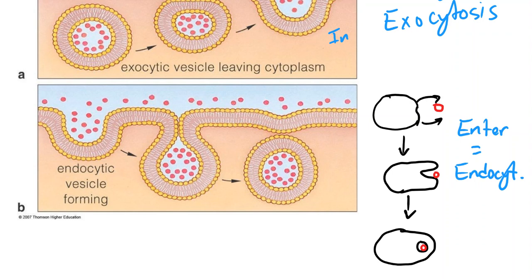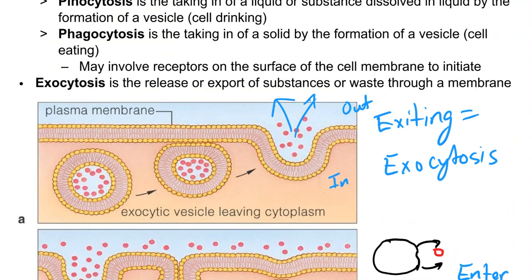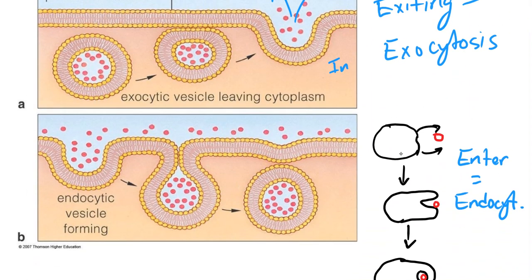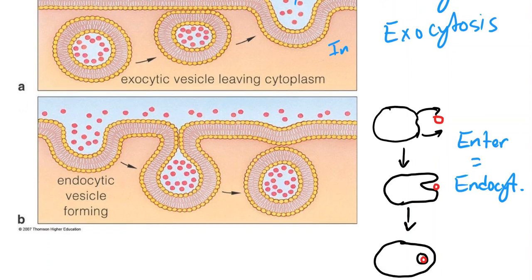The process that I drew here is specifically called phagocytosis. So phagocytosis is the taking in of a solid by the formation of a vesicle. So it's the cell eating. It may involve receptors on the surface of the cell membrane to initiate. So this cell, when it bumps into this thing, it says, oh, right, that's the thing that I want to eat. So it engulfs around it, and then it can form a vesicle.